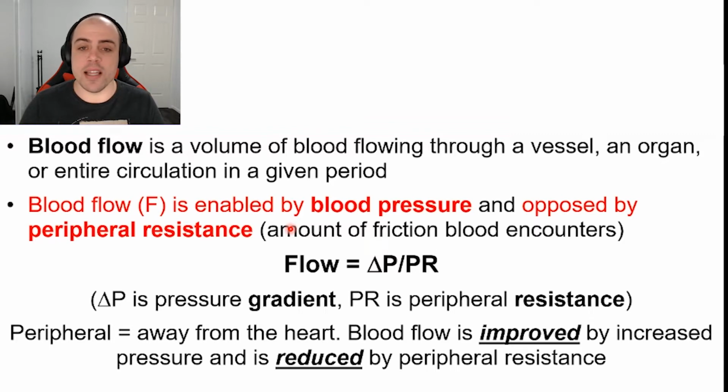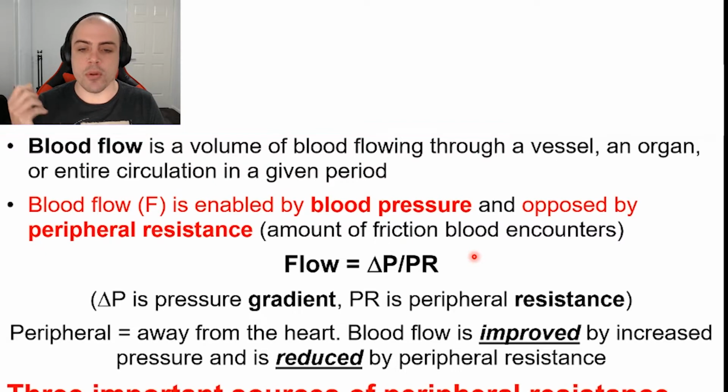And we are able to calculate it using the following equation. And that is our blood flow is equal to delta P. So delta, the triangle, is a Greek symbol that means a change in. So our blood flow is the change in blood pressure divided by peripheral resistance. Now, what this equation essentially tells you is that the blood flow is improved if we increase pressure, within reason of course, and is reduced if we increase that peripheral resistance.